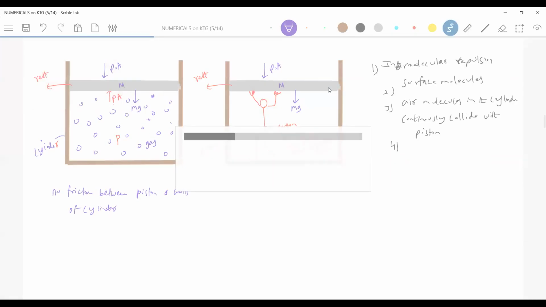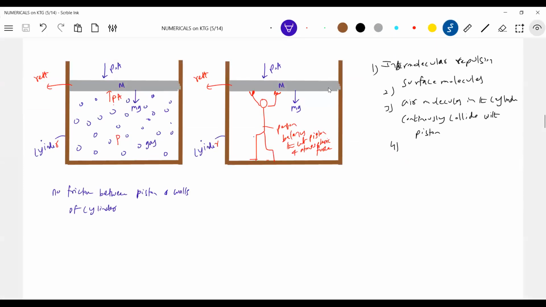Okay, yeah. What is it? Let's go to KTG. What is the state of the molecules? They'll be moving randomly, you can see like this. You're seeing the spot.